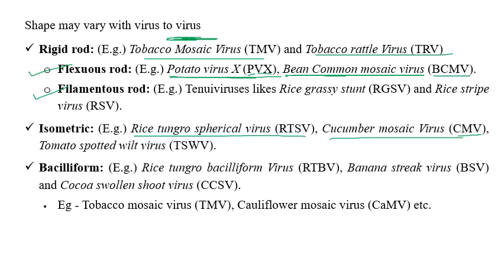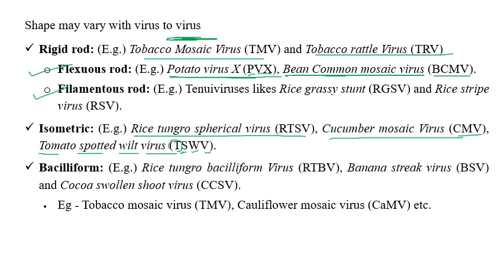Like this, you have to observe the abbreviations also. If you see different types of examples, it will be very easy to understand abbreviations. So, tomato spotted wilt virus.